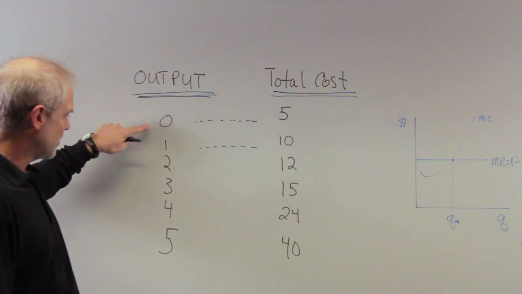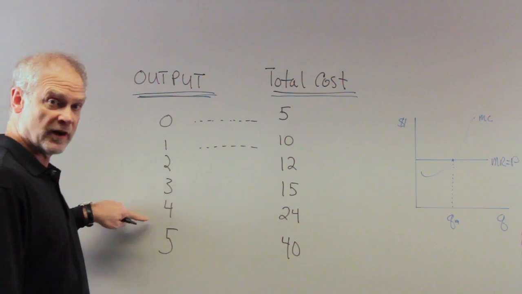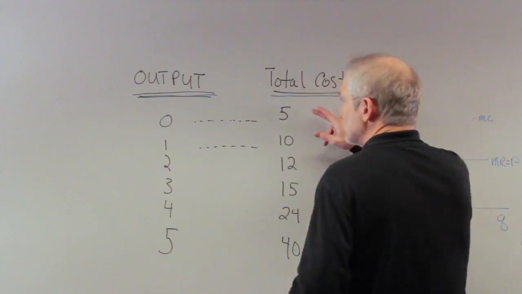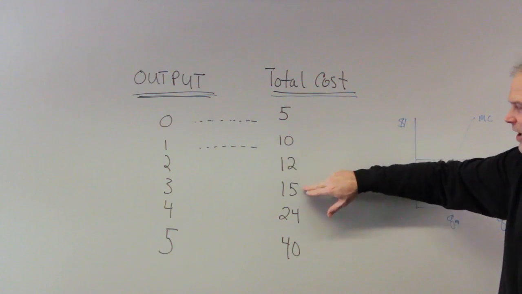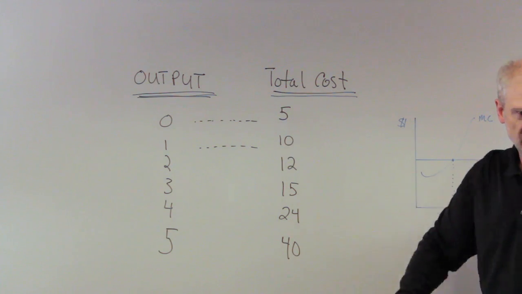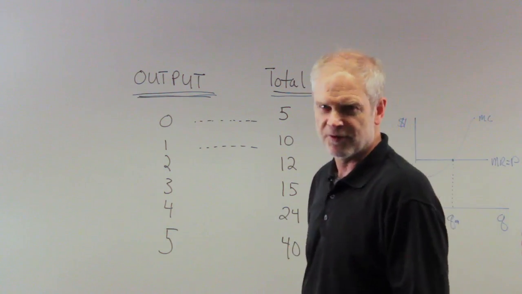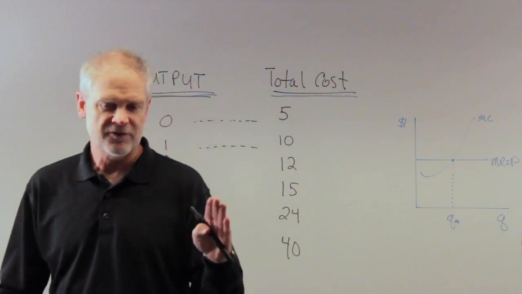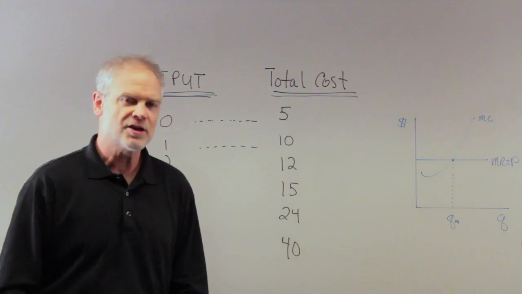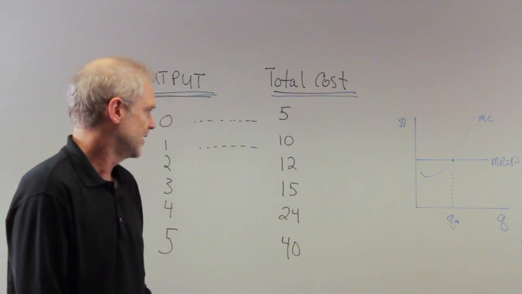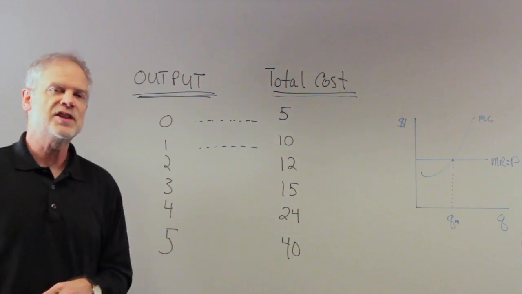So here's its output going from 1, 2, 3, 4, and 5. And here are its total cost. So when there's no output, it has total cost of 5, 10, 12, 15, 24, 40. Right? So this is a typical firm under competition, and your job is to figure out what? It says, if the market price is $16, this firm will do what? All right? If the market price is $16.